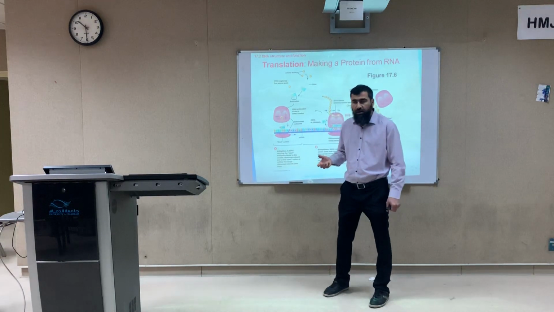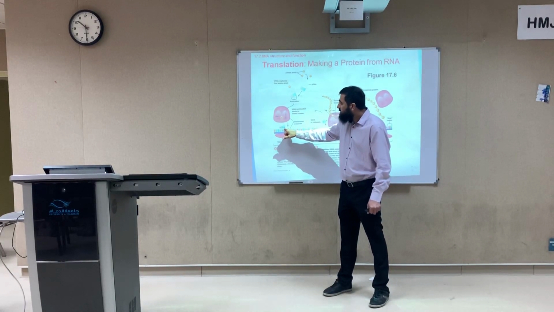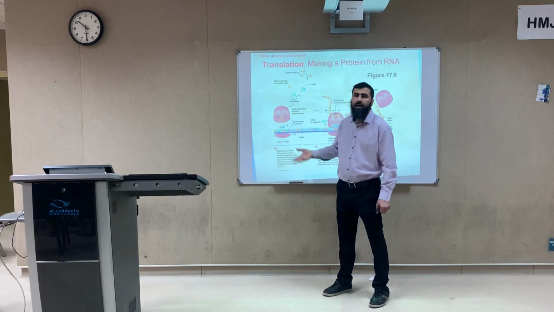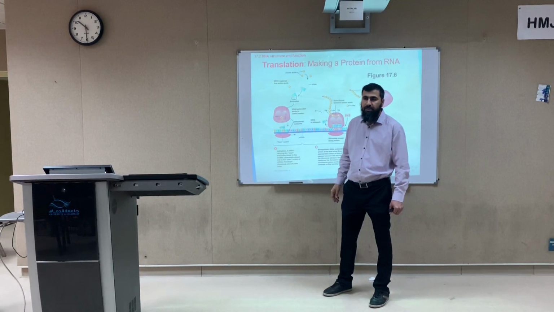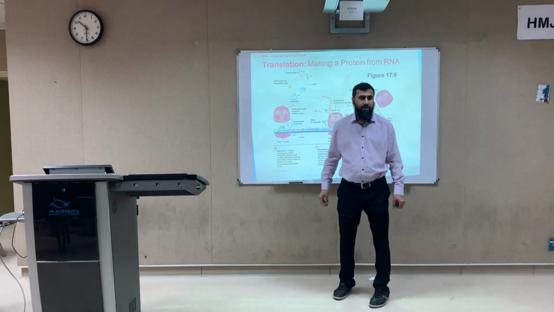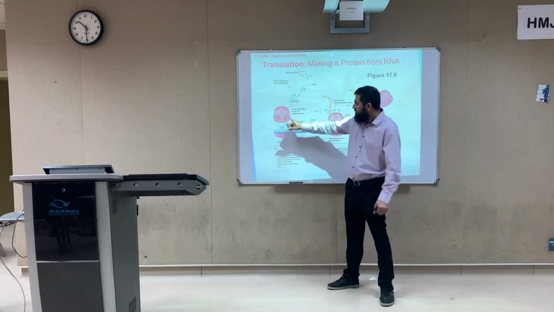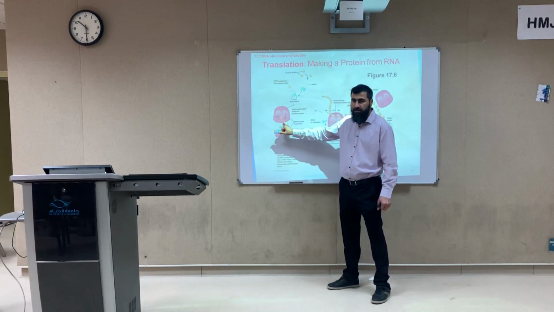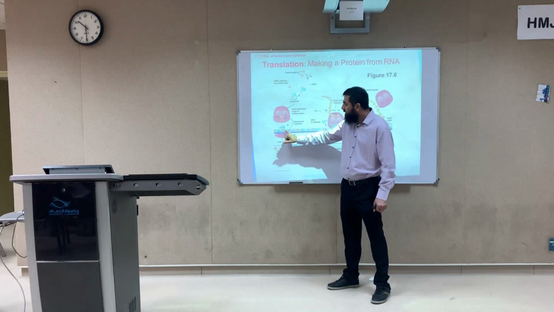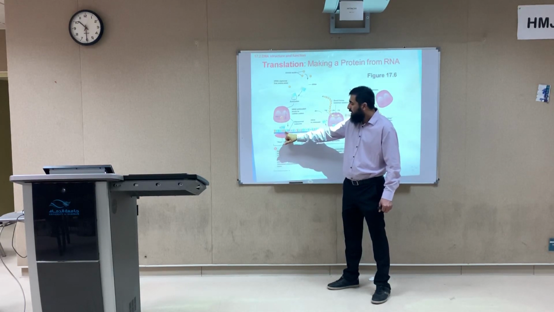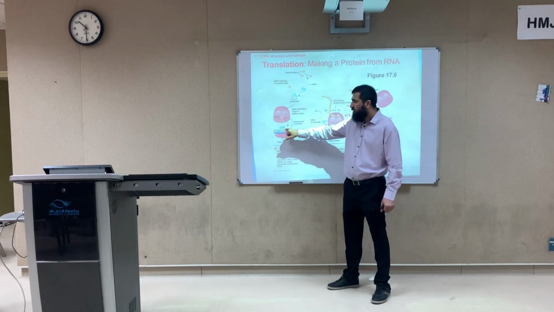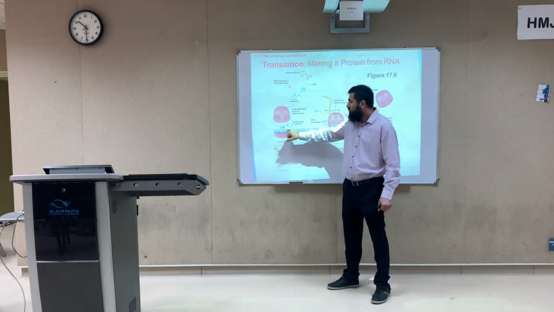Start, methionine. So if a tRNA has the code UAC, what amino acid is it carrying? Methionine. You see here? It's carrying methionine. So what would be the anticodon sequence of the ACU? So it should be UGA.